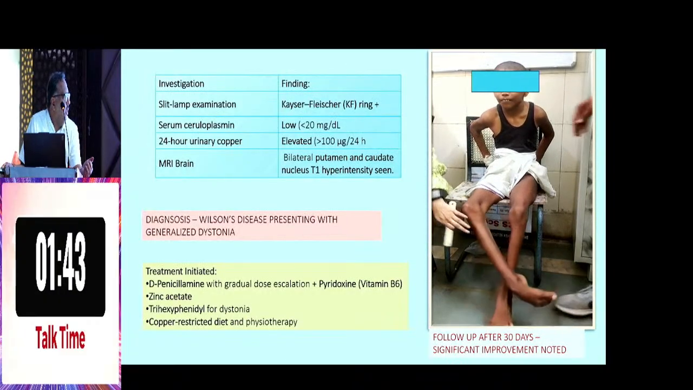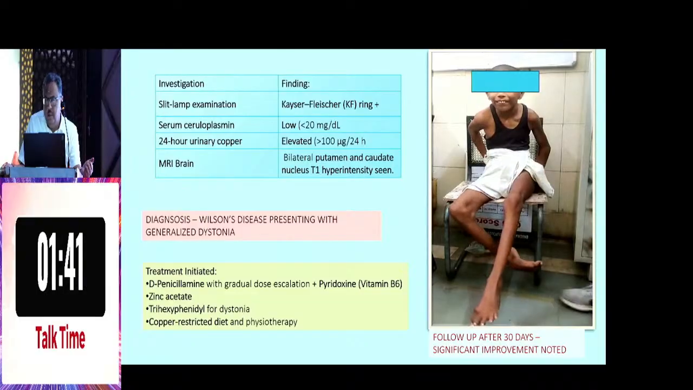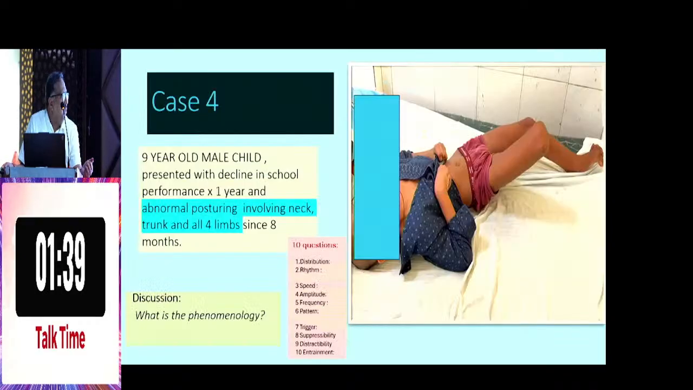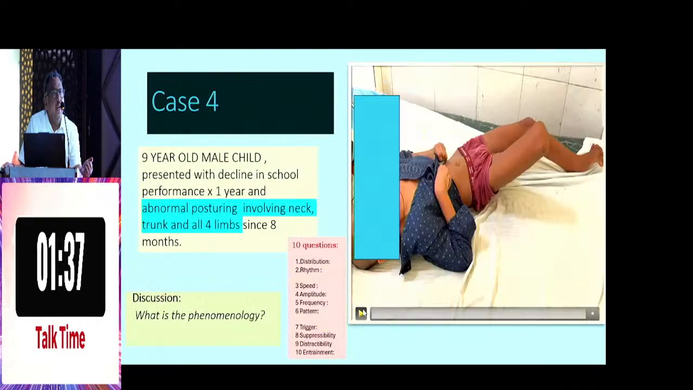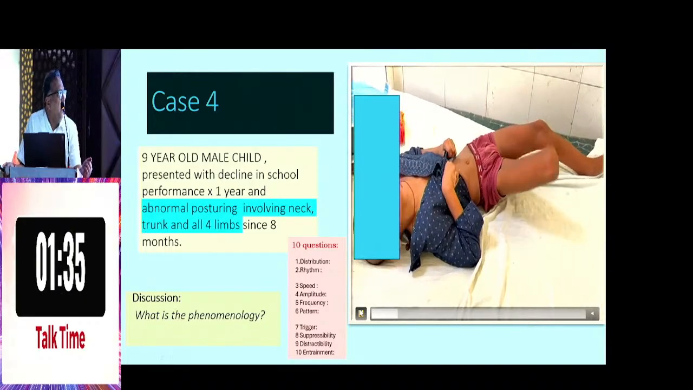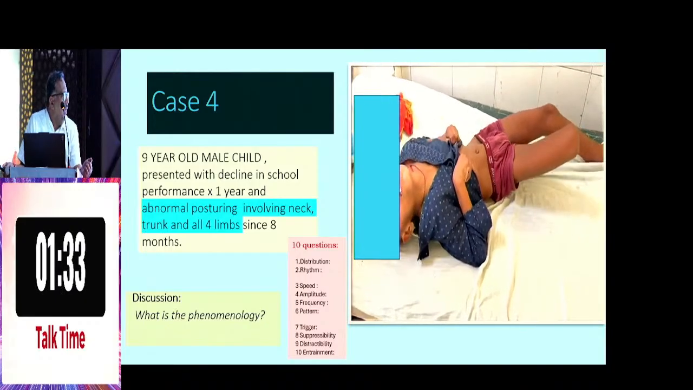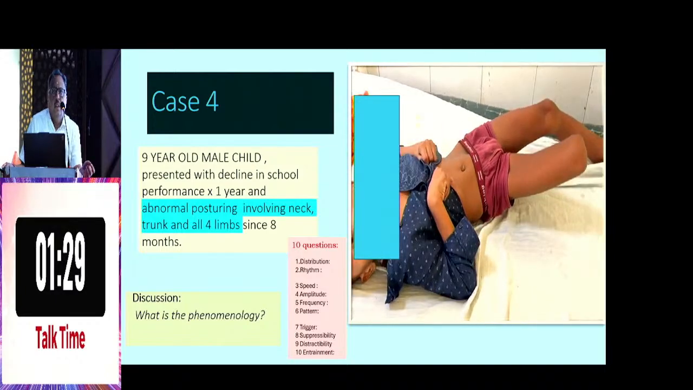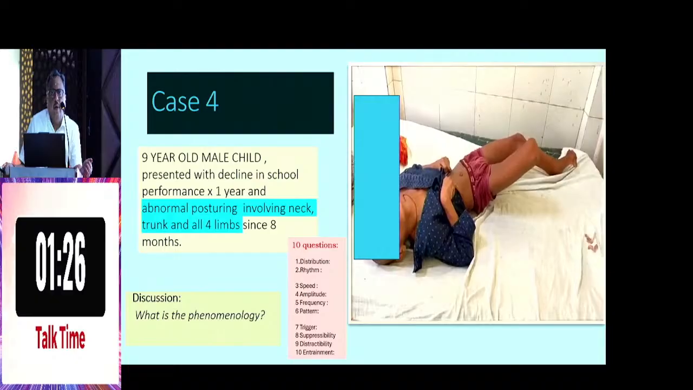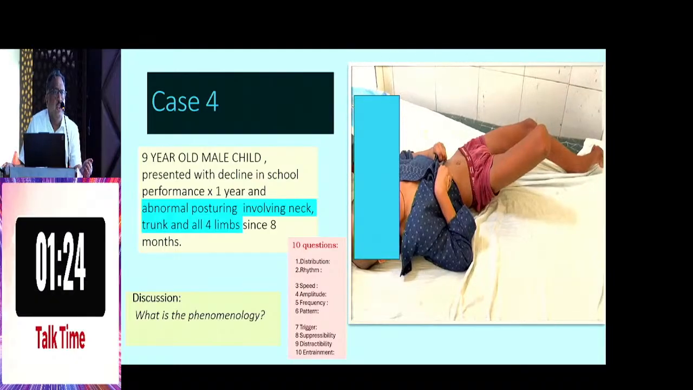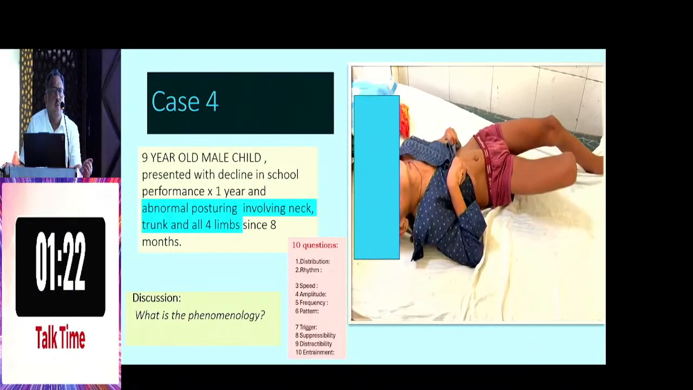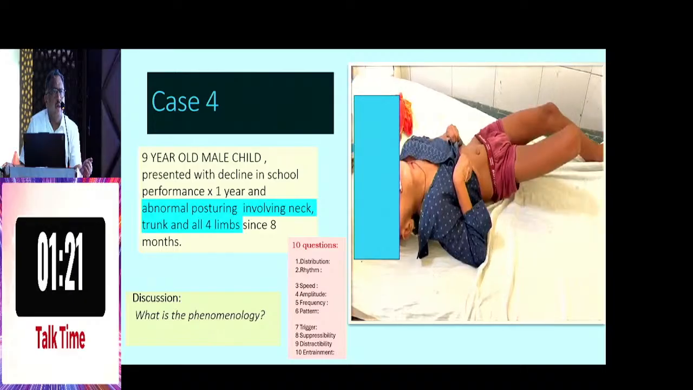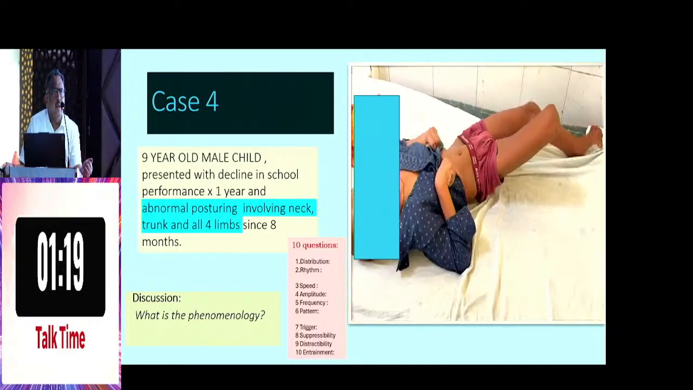So this is the generalized dystonia. Young female. So we do the slit lamp ophthalmoscopy for KF ring, 24-hour urinary copper and serum ceruloplasmin for Wilson disease, which is the commonest cause of the young onset movement disorder.